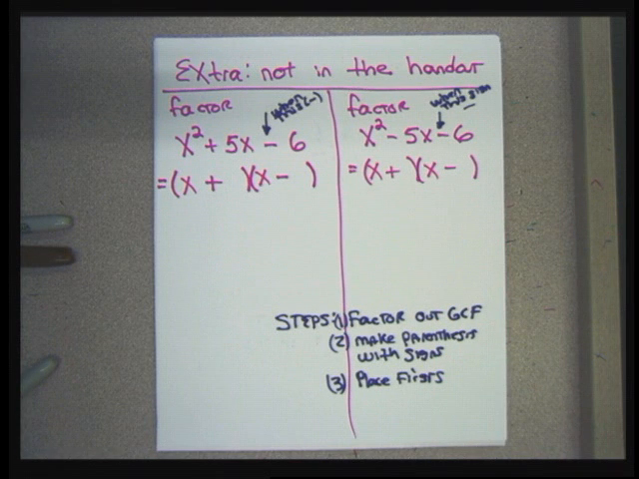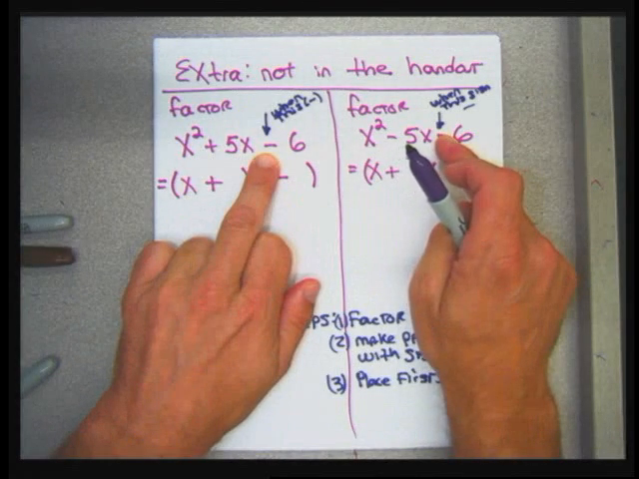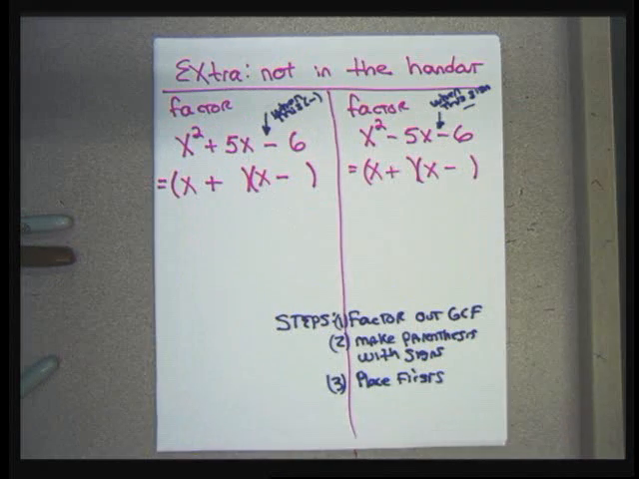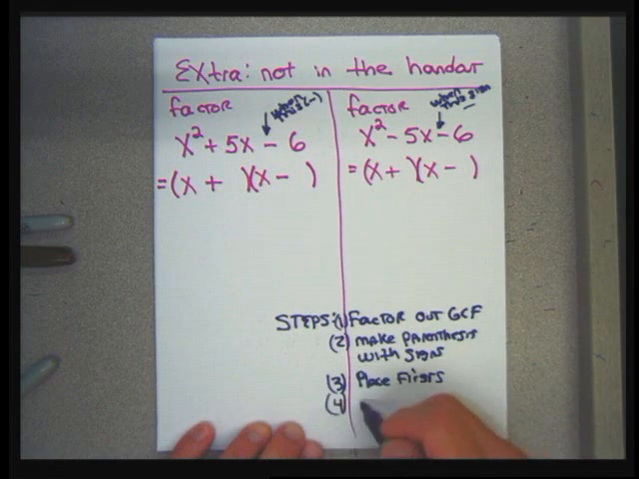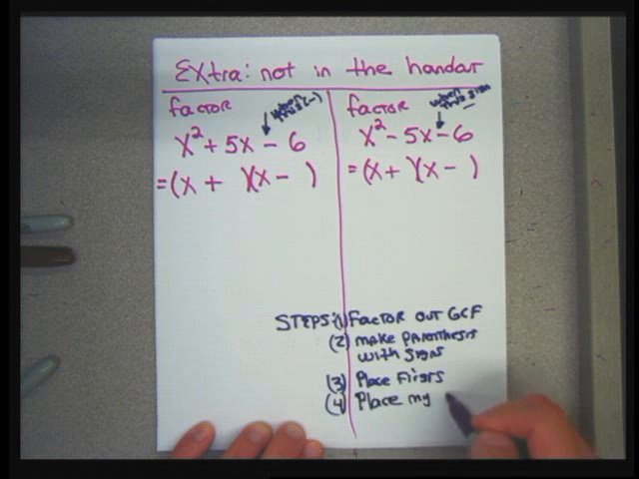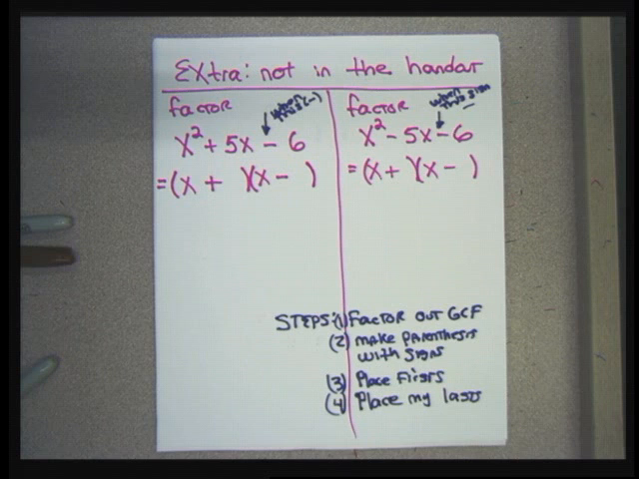There's no GCF, so I don't have to worry about it. I made my parentheses. The signs are the same. If the sign in the original problem has a minus written second, the signs are a plus and minus. Firsts aren't so hard because the firsts are the same. It's the lasts that are going to be the thing that messes me up. So I'm going to place my lasts. For each one of these problems, my lasts have to do similar things. They have to multiply to be the last number, and they have to subtract to be the middle number.